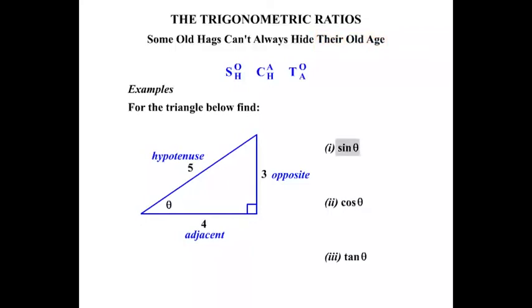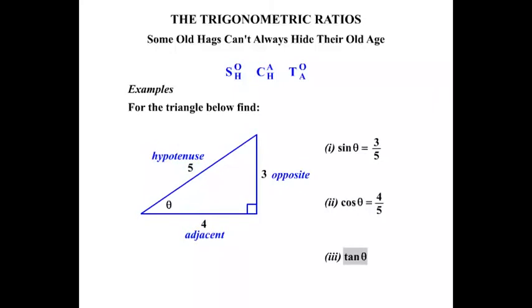So the first one there, we need to do sine theta, the ratio for sine theta. Well, the rule is that it equals opposite over hypotenuse. So there's our opposite, there's our hypotenuse, so it equals 3 over 5. Now what about cos theta? Well, looking at that, cos is adjacent over hypotenuse. There's our adjacent, there's our hypotenuse. So the ratio is 4 over 5.